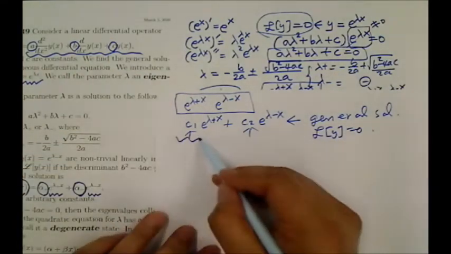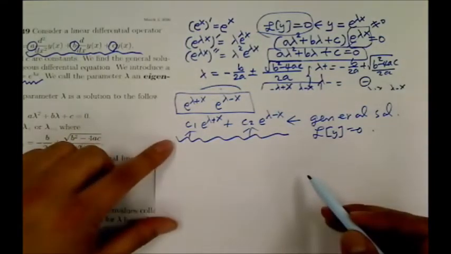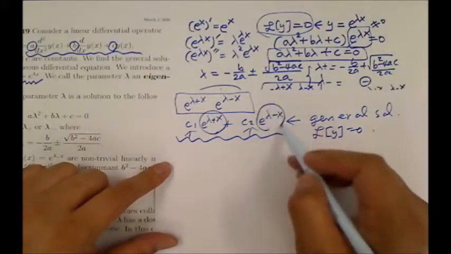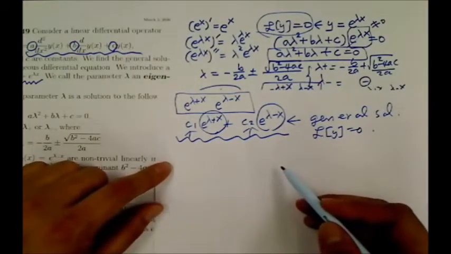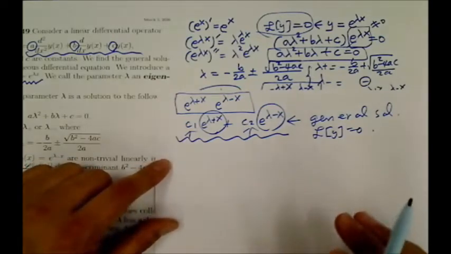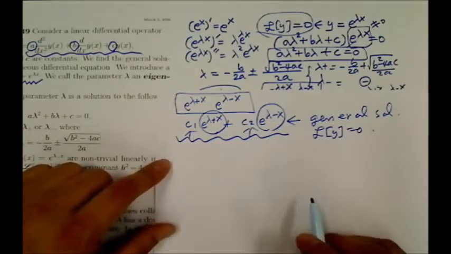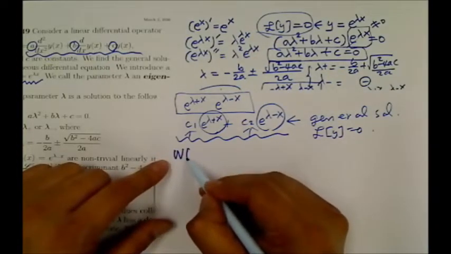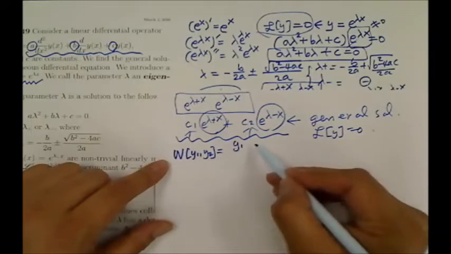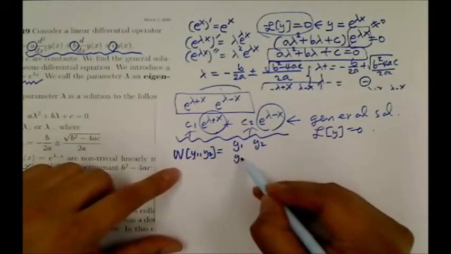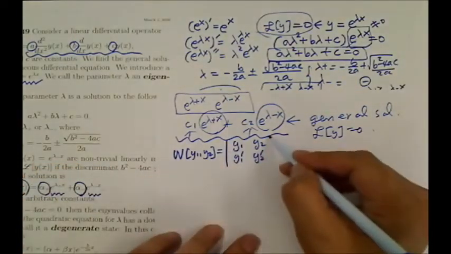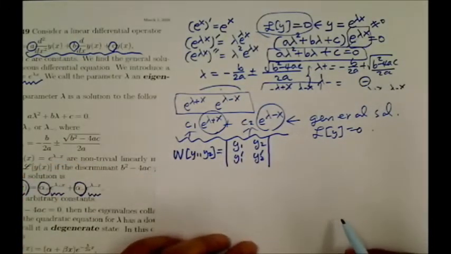So if that is the case, what I have to do is to find out whether these two functions are linearly independent or not. That's quite important. But I have already told you that with the Wronskian, we can check it. The Wronskian of the two functions, y1 and y2, is the determinant of y1, y2, y1 prime, y2 prime.